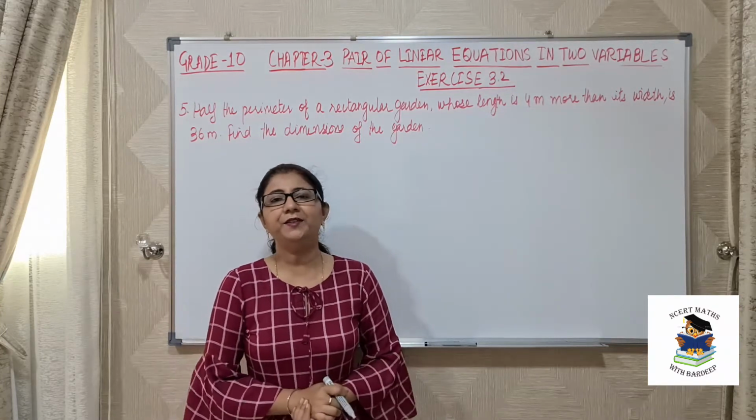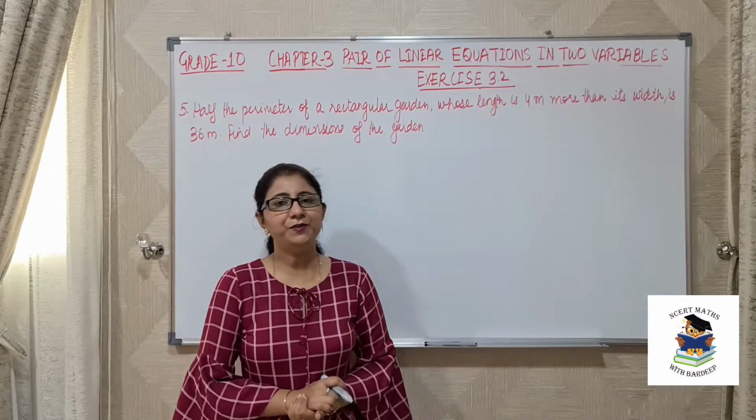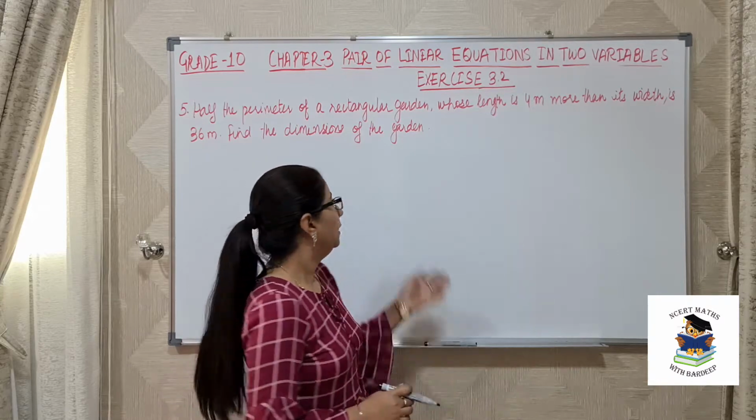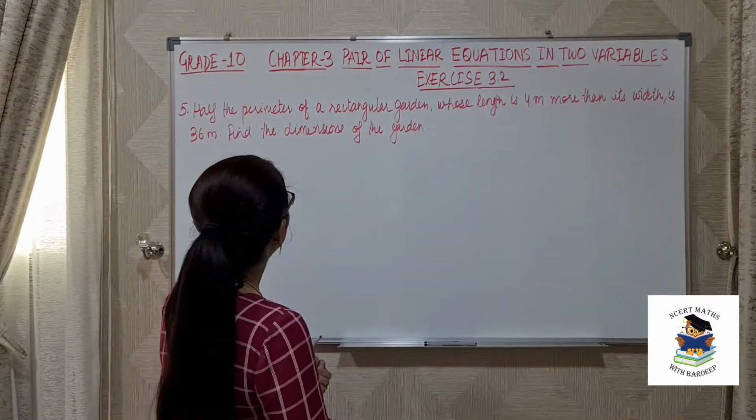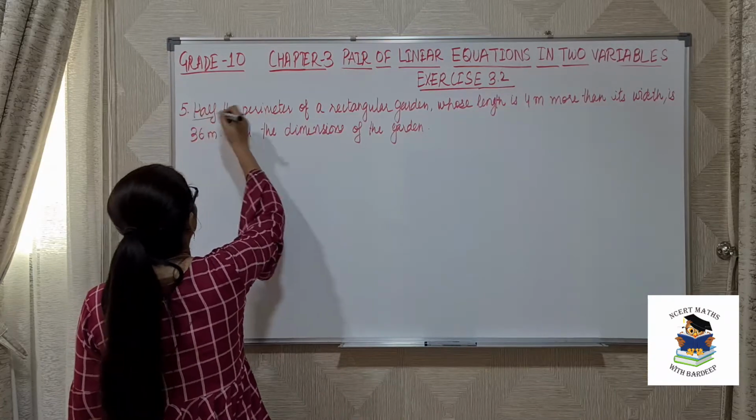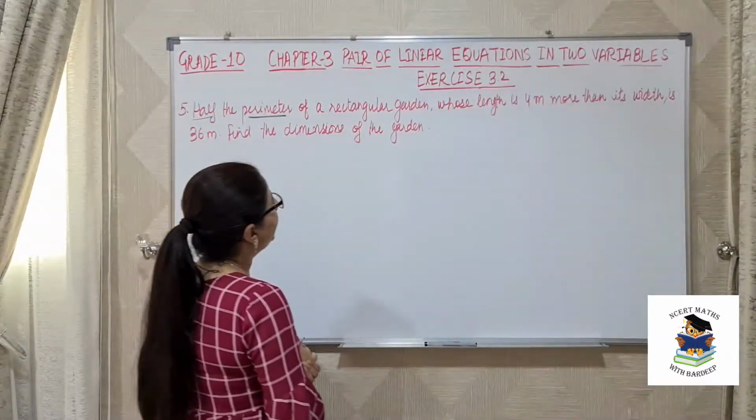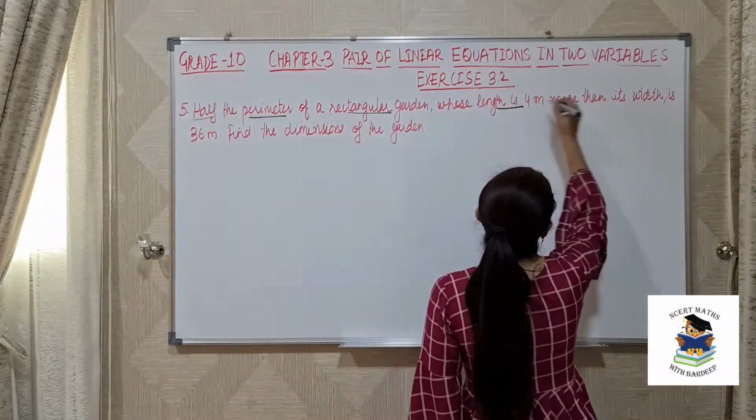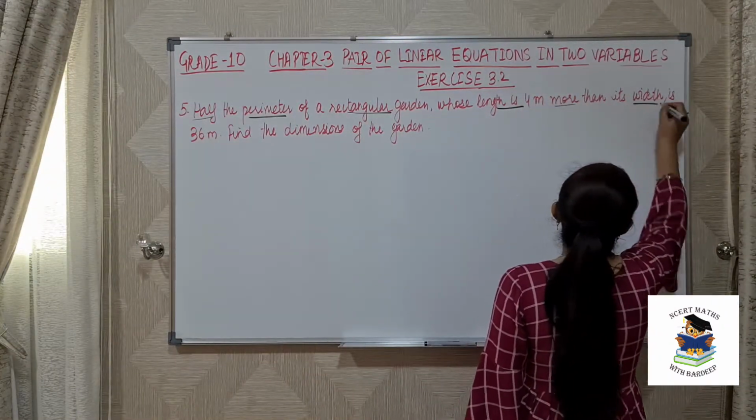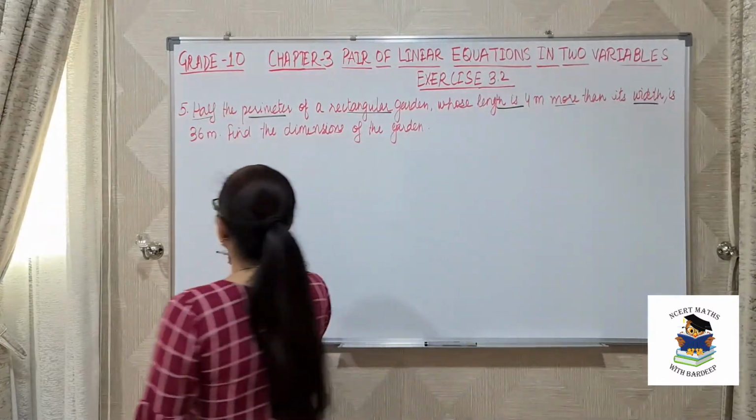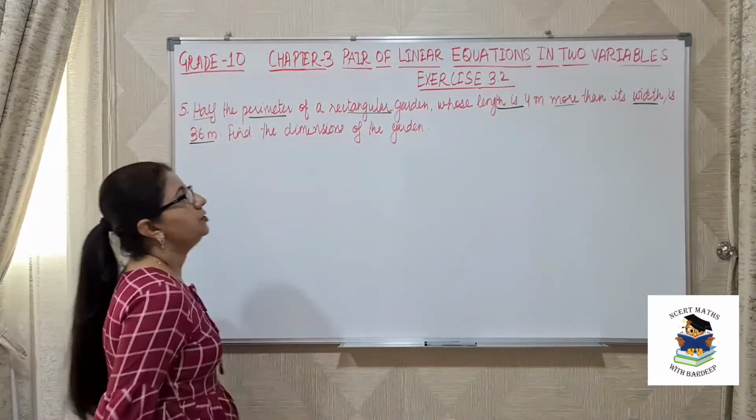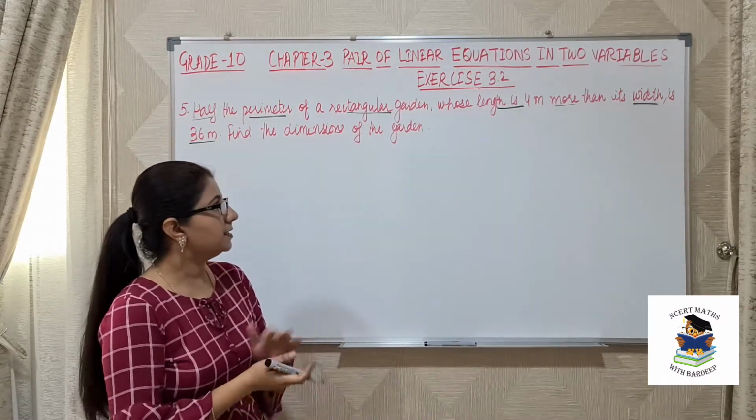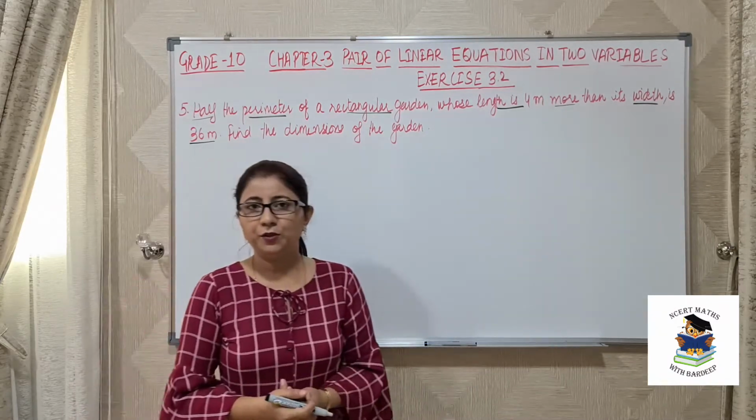Today we are continuing our exercise number 3.2 of chapter 3, that is pair of linear equations in two variables. Fifth question is: half the perimeter of a rectangular garden whose length is 4 meter more than its width is 36 meters. Find the dimensions of the garden. Okay, so again we need to solve this graphically because this exercise is about graphical solutions.